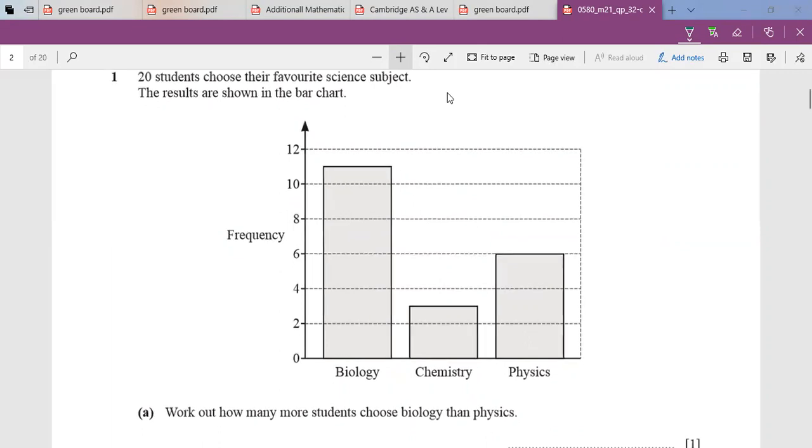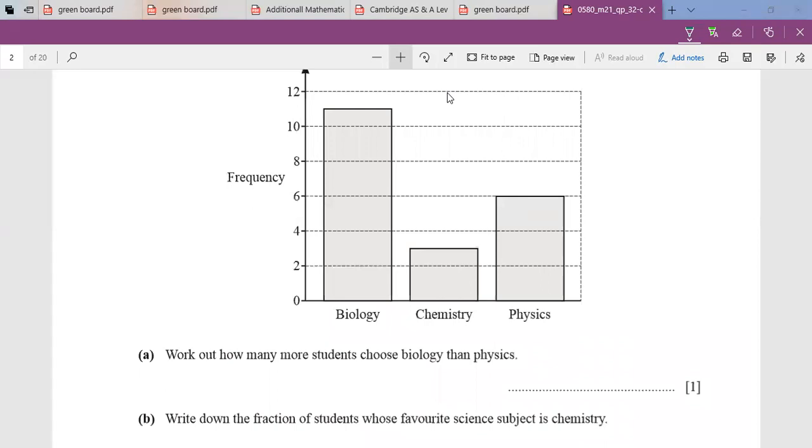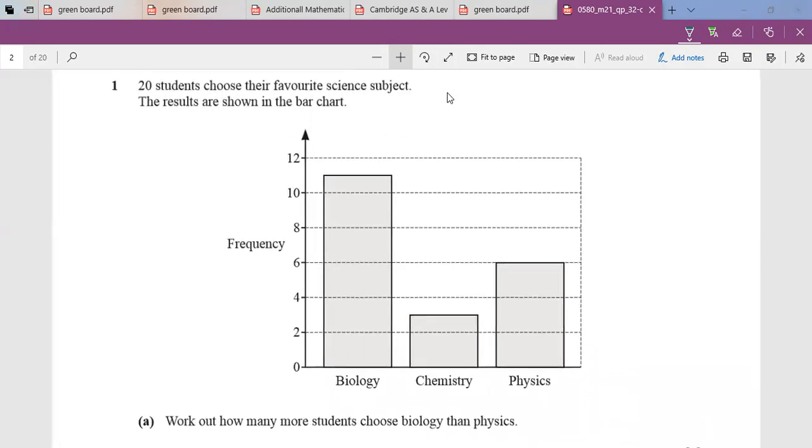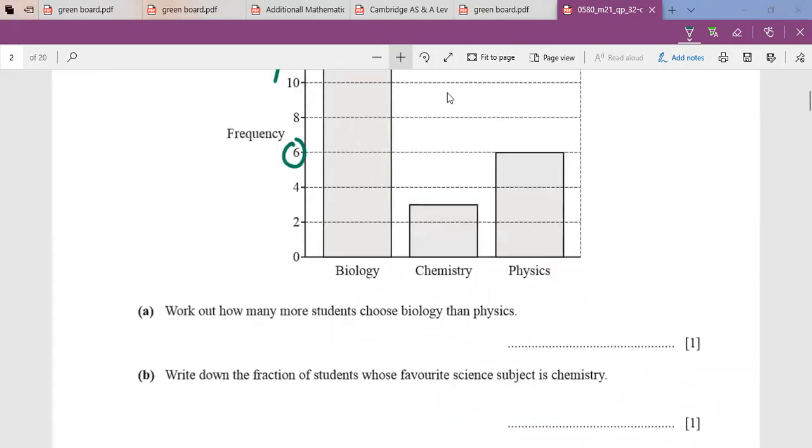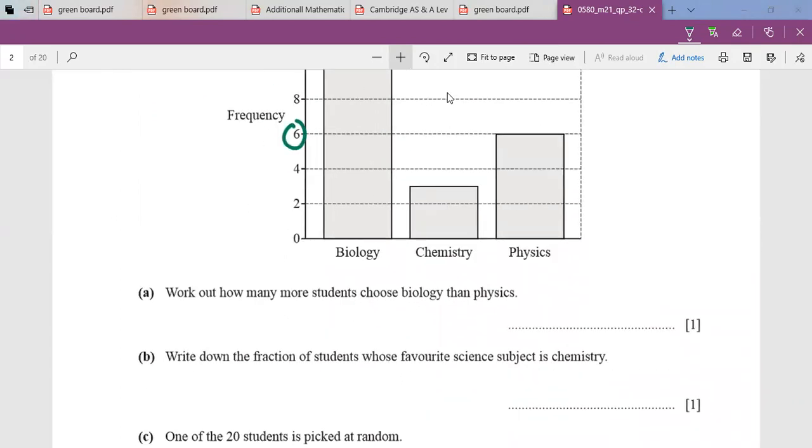Question A, work out how many more students choose biology than physics. When you look at biology here, it is 11. When you look at physics, it is 6. So to find the number of students that do biology more than those that do physics, we take biology, which is 11, minus physics, which is 6. What do we get? 5. And our answer is 5 here. Good.